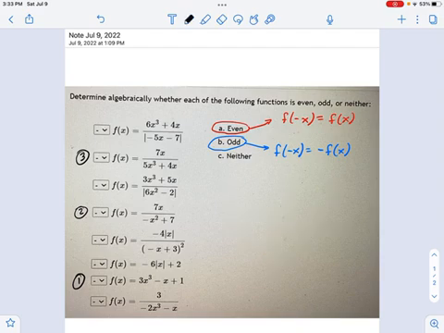Okay, so an odd function is the opposite. If you put in a negative for x, what you'll get out is the opposite result. So if I put in -5, it'll give me the exact opposite result as if I had put in +5. Let me show you what an odd function would look like in a graph.